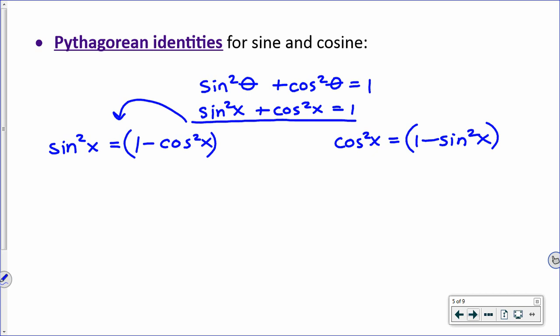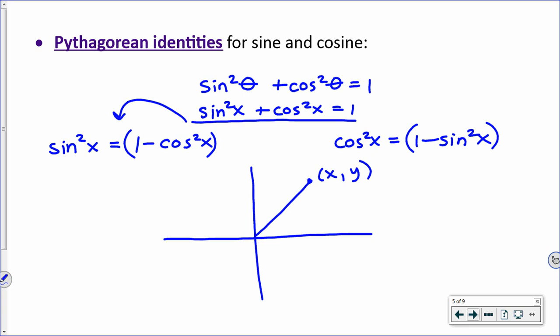This all comes from, just so you understand the concept, the idea that if you have a point on the coordinate plane, you might call it xy, and if we had this distance from the origin to the point xy, you could imagine a right triangle. I'm going to use theta for the angle instead of x because I've already used x and y. Then this side would be x and this side would be y. Let's say that the hypotenuse is 1.